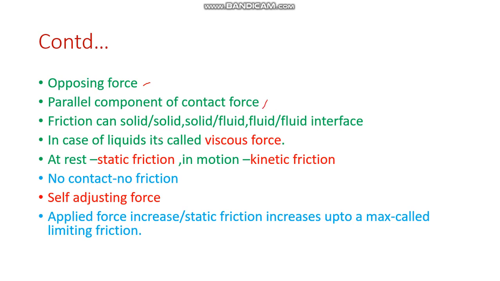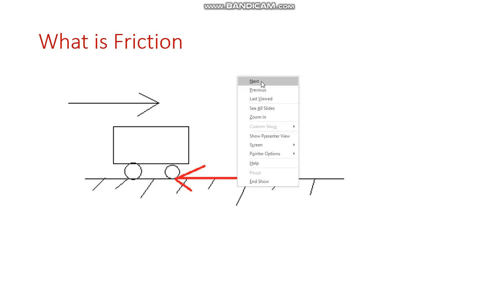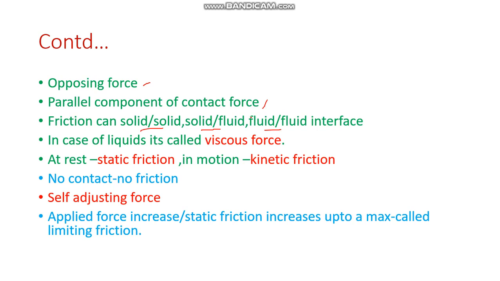Friction can be between solid interfaces, between solid and fluid, and then fluid. So in this example, the tire is solid, the ground is solid. So both are solid. But so many interactions can be possible. When we talk about liquids, we say viscous force. So friction basically comes in two forms: static friction, static at rest, and kinetic friction when it is moving. So when the car is moving, we talk about kinetic friction. But when the car is at rest, we talk about static friction.